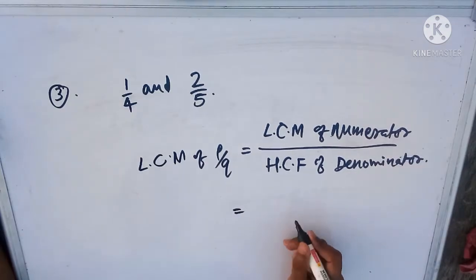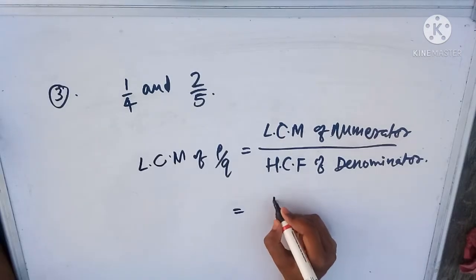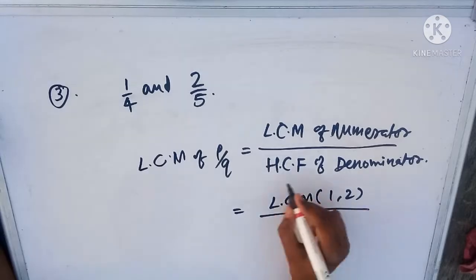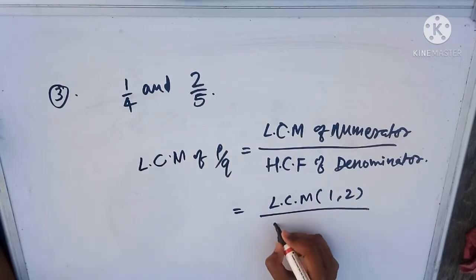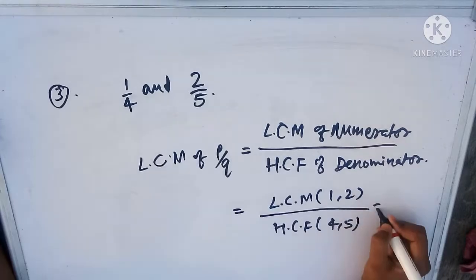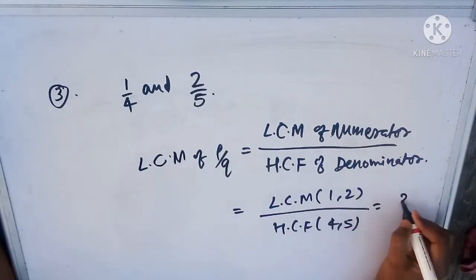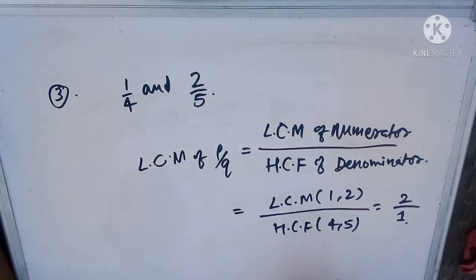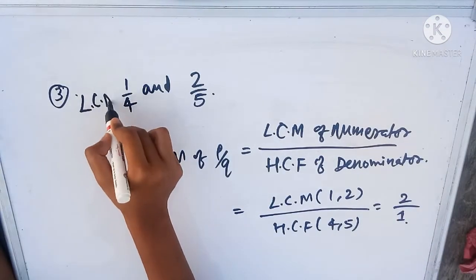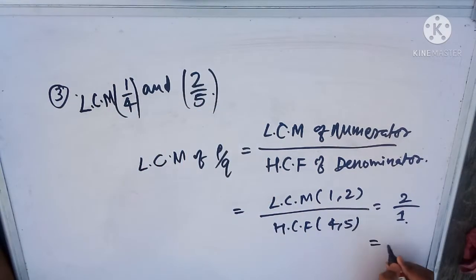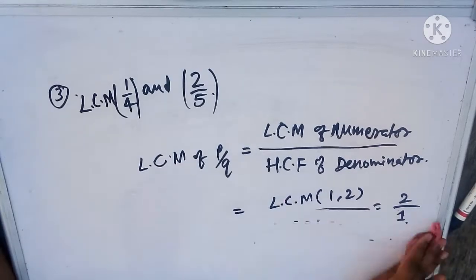Here, according to the question, the LCM of numerators will be LCM of 1 and 2, and the HCF of denominators will be HCF of 4 and 5. Here the LCM of 1 and 2 will be 2 only, and the HCF of 4 and 5 will be 1. Thus we can say that the LCM of 1 by 4 and 2 by 5 is 2. Moving to the next question, question number 4.